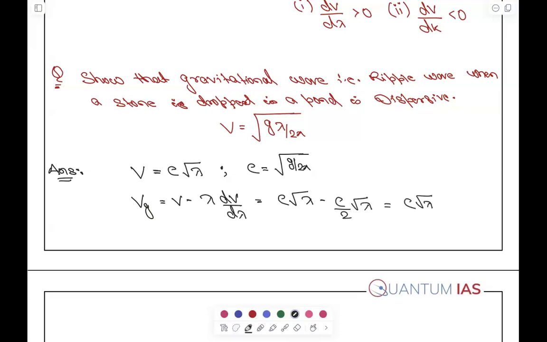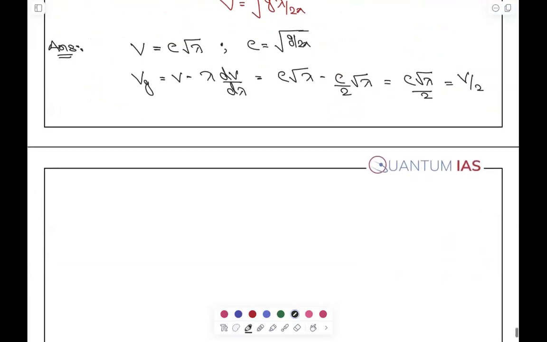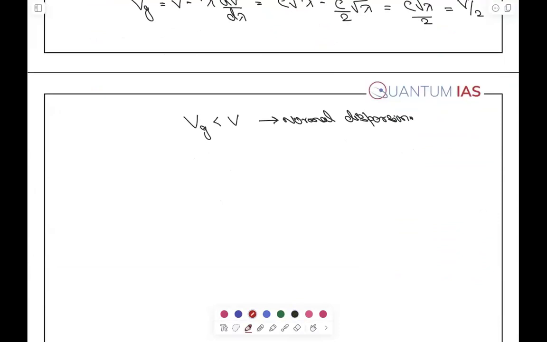c by lambda 2, that is v by 2, so vg is v by 2. Can I say that vg is less than v? This is what my normal dispersion is. How many got this answer, raise your hand. I'm writing the second one, please raise your hand if you got the same answer.